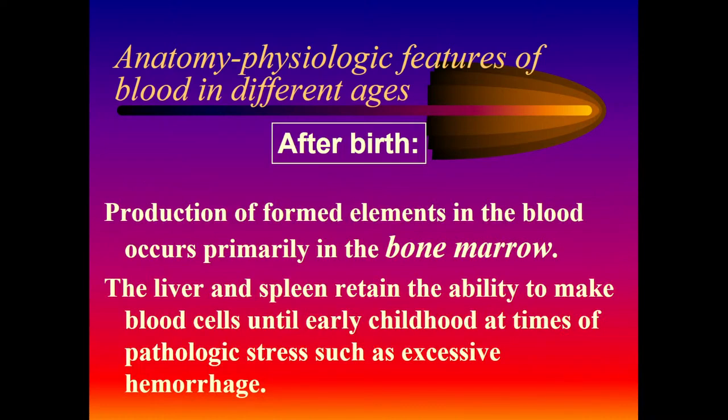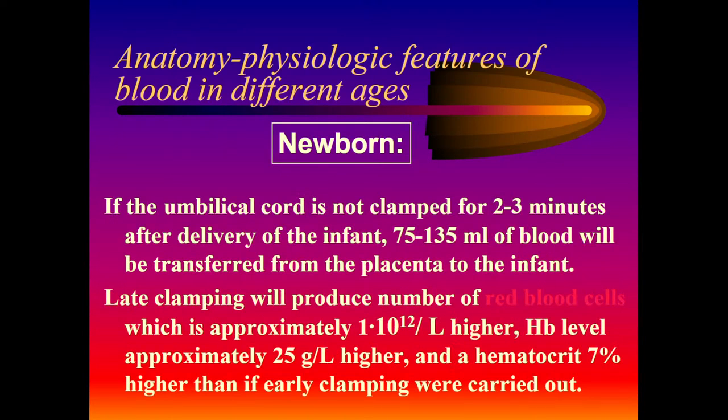Production of formed elements in blood occurs primarily in the bone marrow. The liver and spleen retain the ability to make blood cells until early childhood, at times of pathological stress such as excessive hemorrhage.